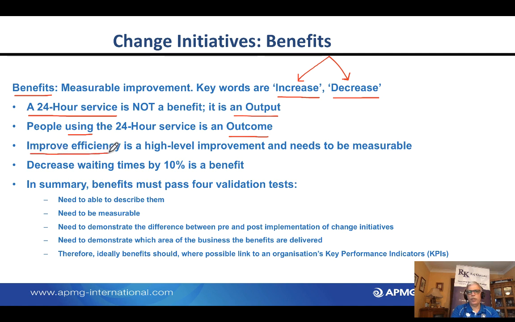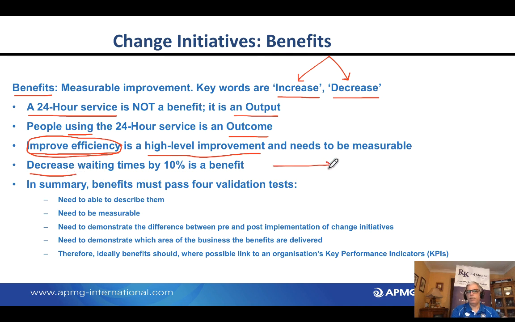Improve efficiency is not a benefit. As such, it is a high-level improvement statement, and you will find it in something like the vision statement, which is the end goal of the program. So you have to say, how are we going to measure this statement, we've improved our efficiency? So this is what we'd be saying, and that is a true definition of a benefit.